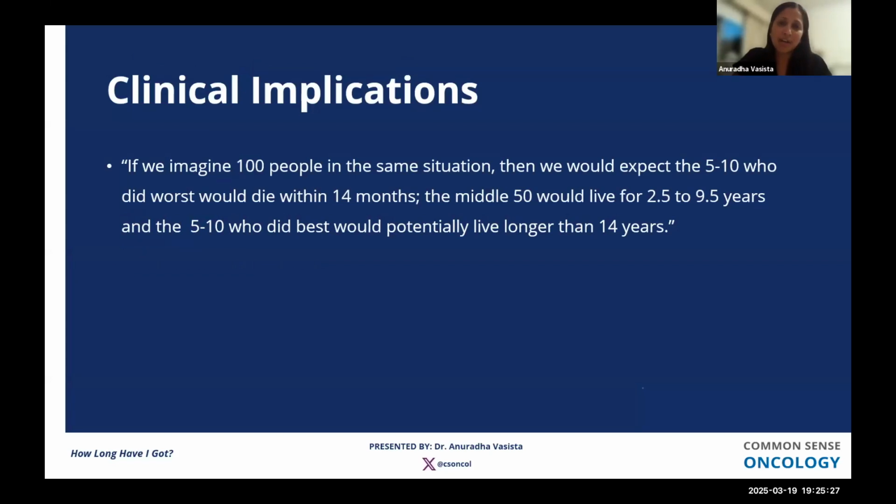One of the ways we can deliver this is if we imagine 100 people in the same situation as yourself, then we would expect the 5 to 10 who did the worst would die within 14 months. The middle half would live for 2.5 to 9.5 years. And the 5 to 10 who did the best could live longer than 14 years.